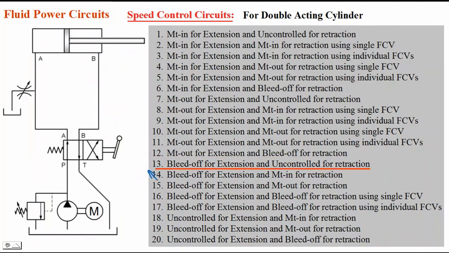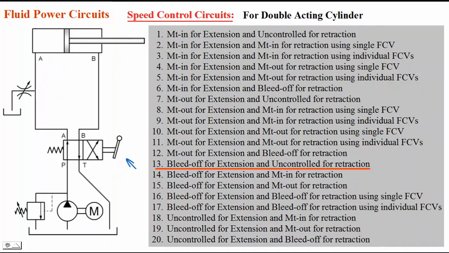The next circuit is bleed off for extension and uncontrolled during retraction. Very simple circuit it is. In the first position, P to A, B to T connection is there. The cylinder will extend during this flow. Oil is flowing from P to A, a part is bled off, and the remaining part of oil is flowing here. That's why the rate of flow of oil and the speed of the cylinder are controlled during extension. That's why it is bleed off for extension.